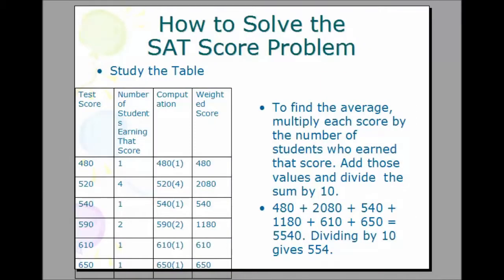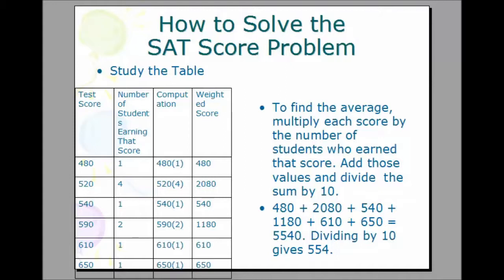How to solve the SAT score problem. To find the average, multiply each score by the number of students who earned that score. Add those values and divide by 10, which is the total number of scores. Look at the table on the left. One student scored 480, and we multiply 480, which is that score, times the number of students who earned that score, which is 1, and the weighted score is 480. 4 students scored 520. We multiply that score by the number of students who earned that score. 520 times 4 is 2,080.